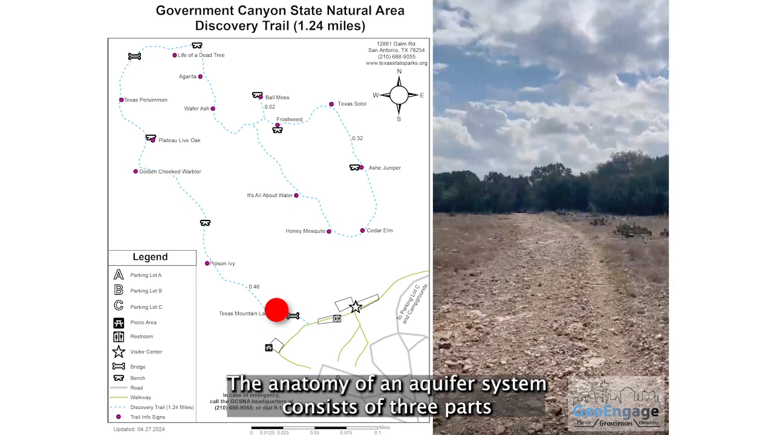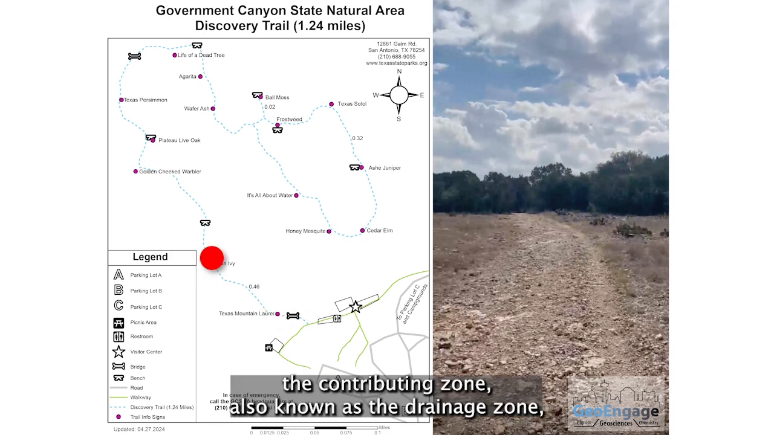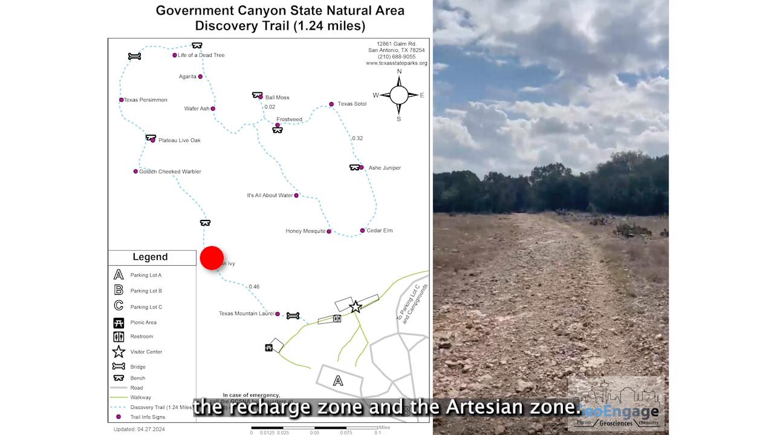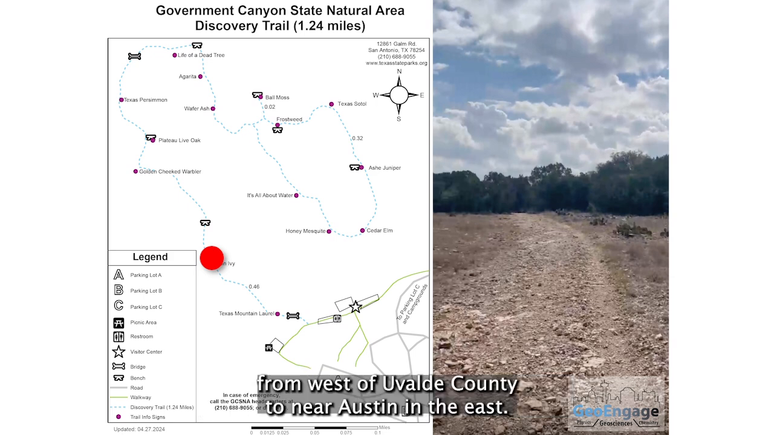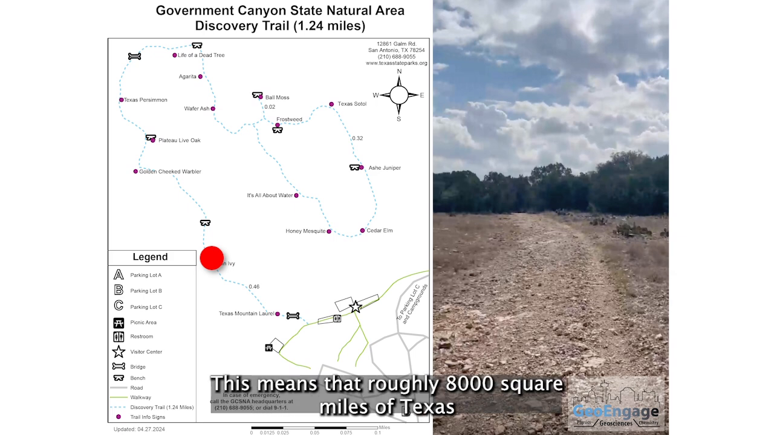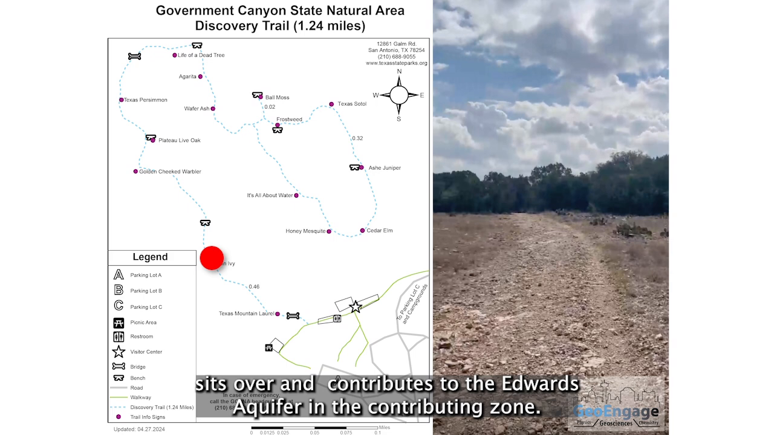The anatomy of an aquifer system consists of three parts: the contributing zone, also known as the drainage zone, the recharge zone, and the artesian zone. The Edwards Aquifer System stretches across 8 different counties, from west of Uvalde County to near Austin in the east. This means that roughly 8,000 square miles of Texas sits over or contributes to the Edwards Aquifer.